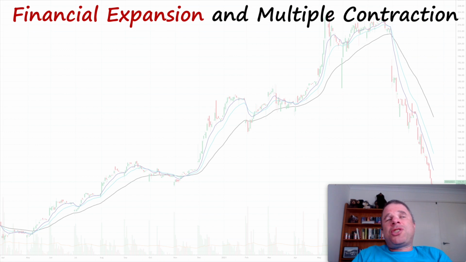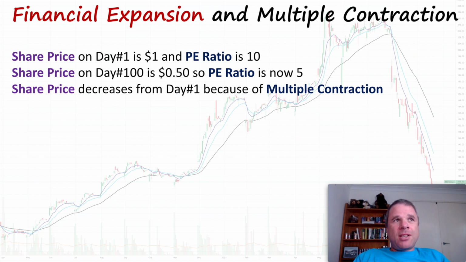Now to the situation where there is financial expansion and multiple contraction. I'm not going to talk about multiple expansion and financial contraction. Hopefully this example will clarify that as well. Now, a slight difference than the previous examples we have used. So this company has listed on the ASX at $1, P/E ratio is 10. But instead of the share price doubling, the share price has halved to 50 cents on day 100.